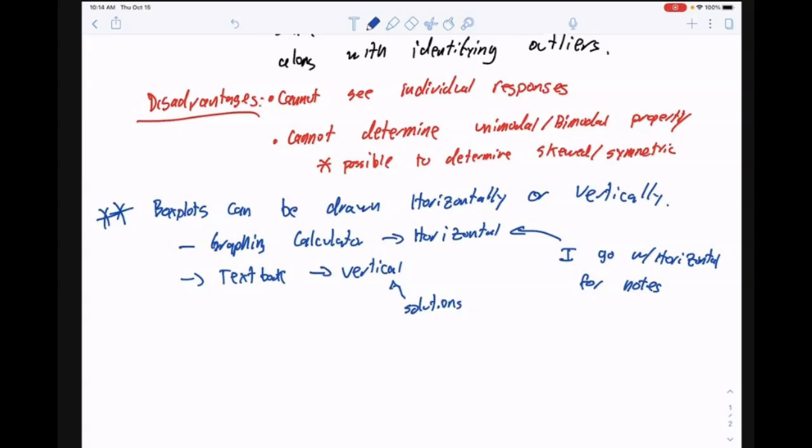Let you have a little time to write this down before we get into the actual diagram of what box plots look like. Mr. Two, the arrow that's pointing to horizontal says I go with horizontal for notes. Okay, thank you.